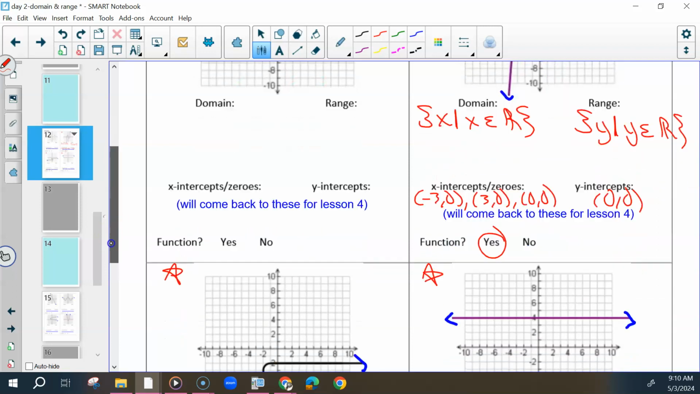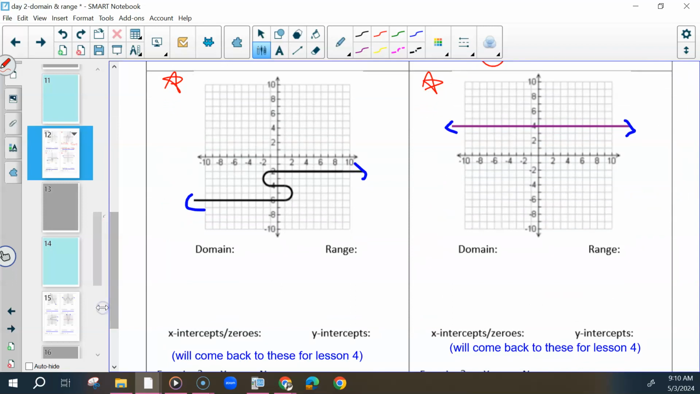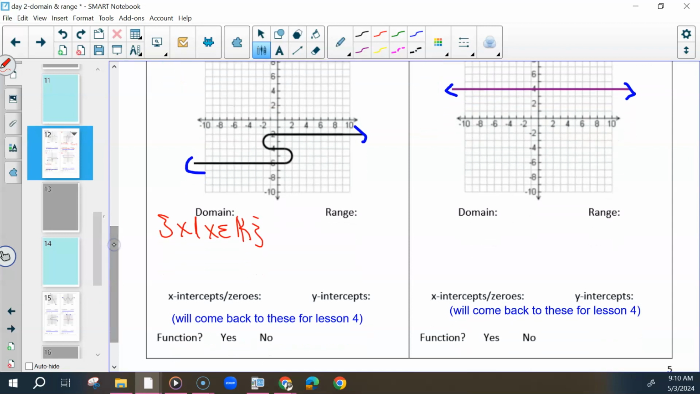For this next one, for our domain, look at the furthest point to the left, the furthest point to the right. What would that domain be? Real numbers. Now look at our range. What would our range be? -6 to -2.